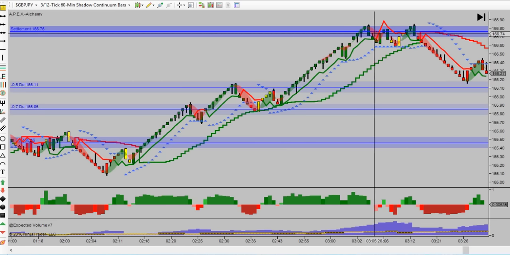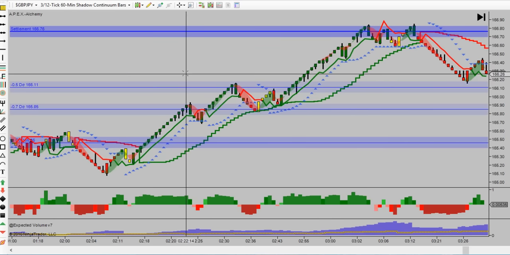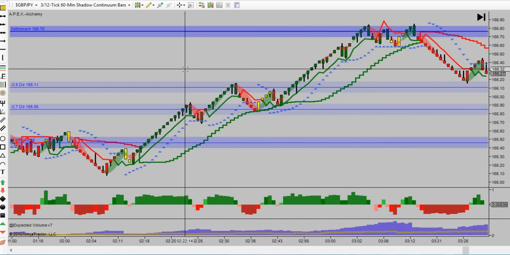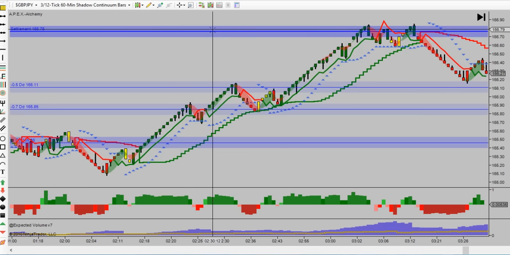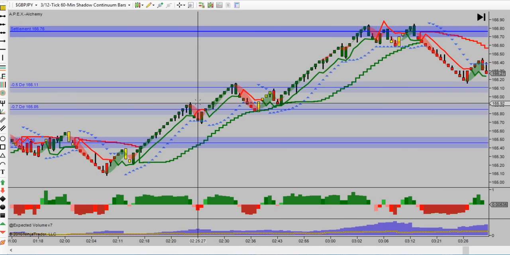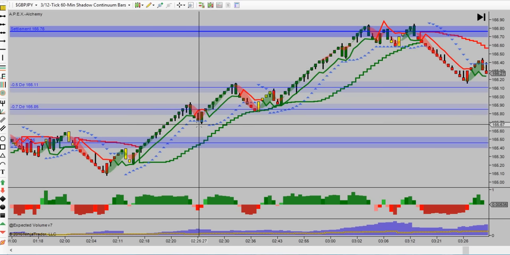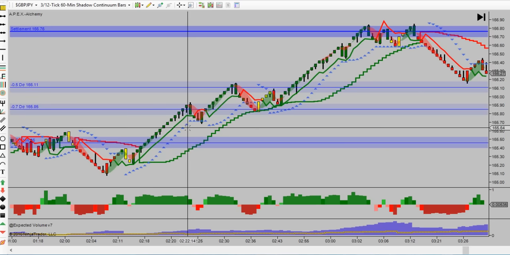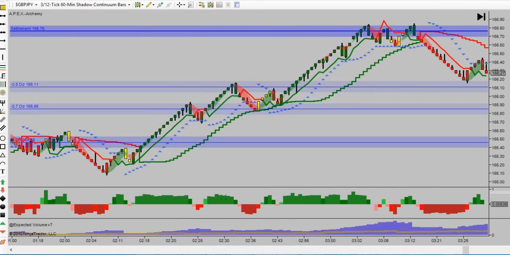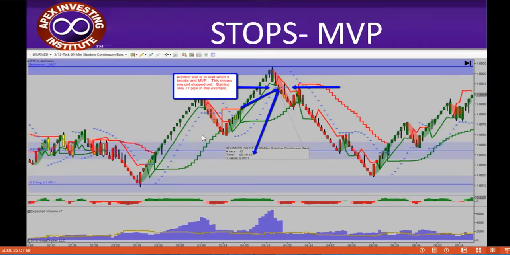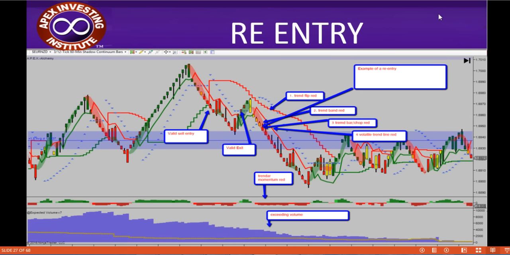Okay, so it's a way to know where to place your stops, but also to help lock in some of those profits. So we know our entries, we know where to take profit, and we know where to place our stops. Our stops are either 3 ticks below the MVP predictor, or when 3 indicators turn against us. Now let's talk about where and how we re-enter a trade.